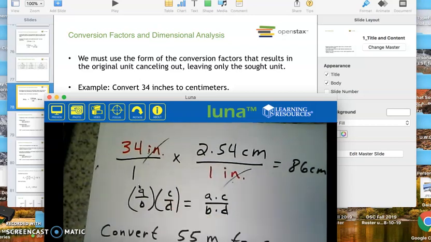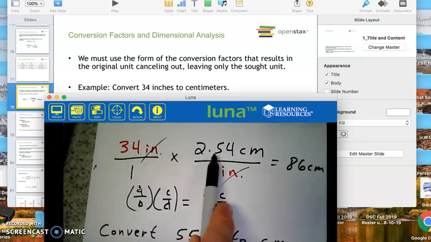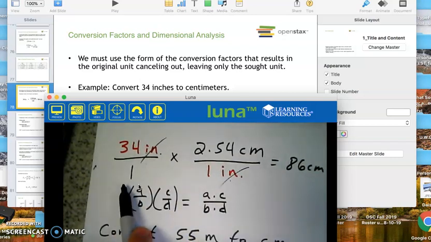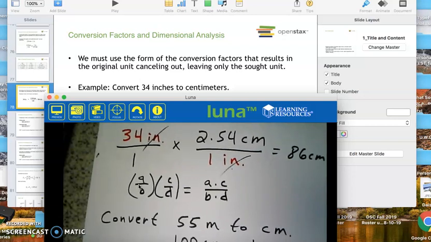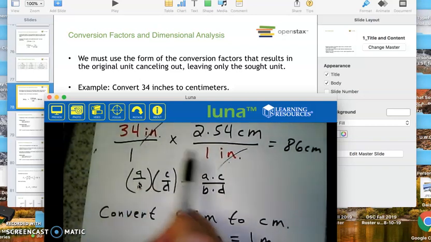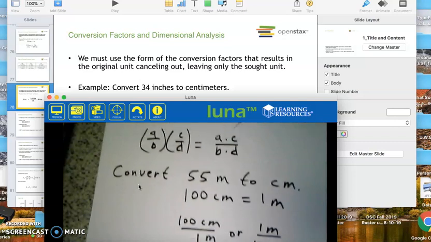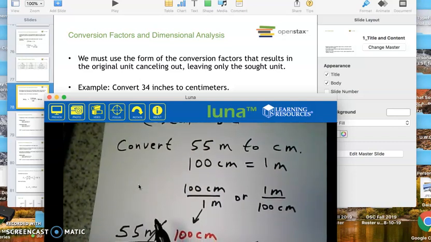So that's what we're doing here. 34 times 2.54 is 86. 1 times 1 is 1. 86 over 1, we don't see that, but anyway, that's 86 centimeters, right? So that's how you set it up. That's how you do the math. Let's do another one quickly.